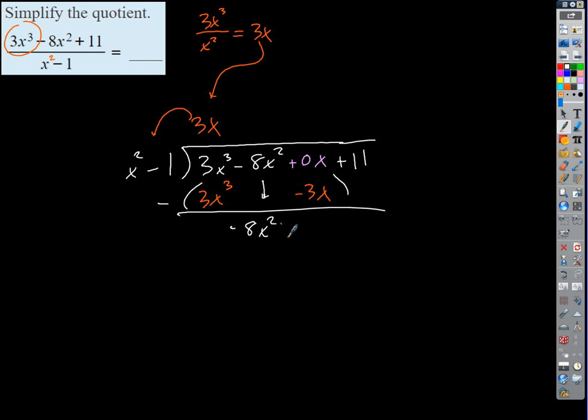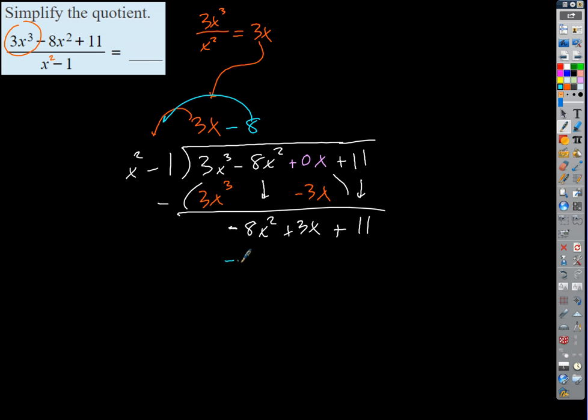0 minus negative 3x is what? Yes, 3x. So I get a plus 3x, and then I bring the 11 down, and I start over. Okay? So how many times does x squared divide into negative 8x squared? Negative 8. So we get minus 8, and we'll distribute that through.